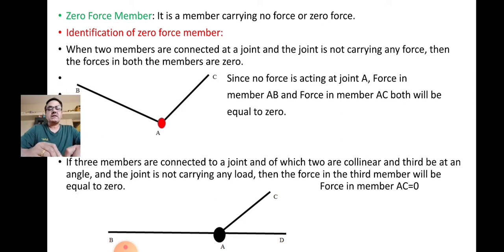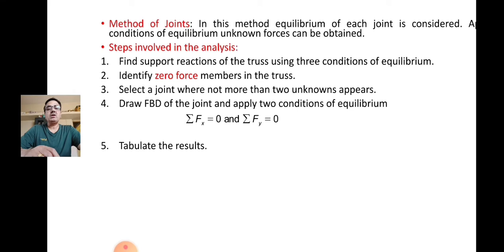Now the second condition is applicable for three members. When three members are connected at a joint, so in the figure shown, three members are connected at joint A and joint A is not carrying any force. But out of these three members, two members must be collinear and the third must be at an angle, having some inclination with horizontal or with vertical. So in this figure, three members are connected at joint A, member AB, member AD and member AC, and joint A is not carrying any load. So here the force in the third member, that is member AC, is equal to 0.